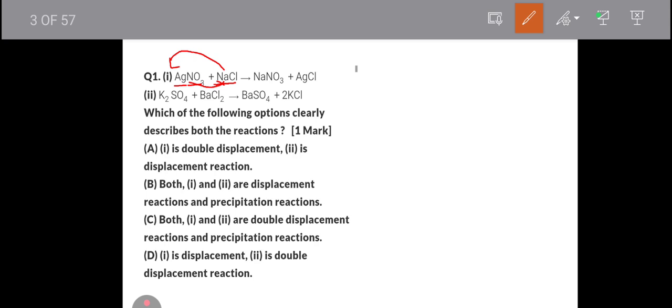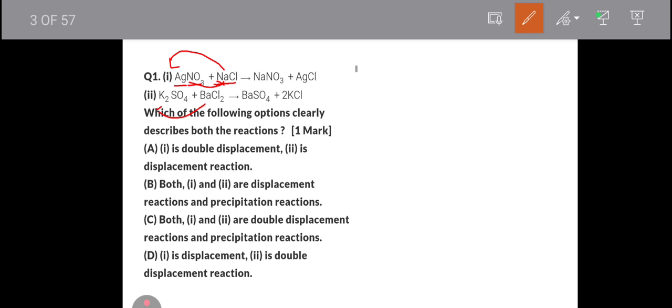Here also exchange of ions is taking place, right? Barium is going towards sulfate and potassium is coming towards chlorine. So the correct option for this question can be: option A, a double displacement reaction is a displacement reaction. Option B, both 1 and 2 are displacement reaction and precipitation reaction. Option C, both 1 and 2 are double displacement reaction and precipitation reaction. Option D, one is displacement and the second one is double displacement.